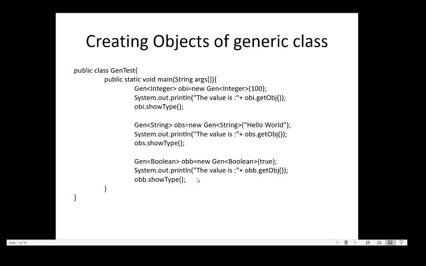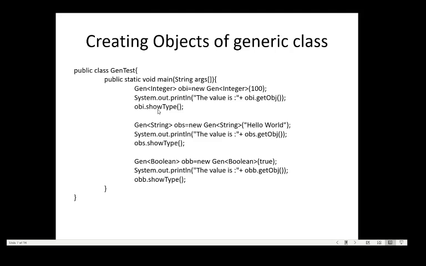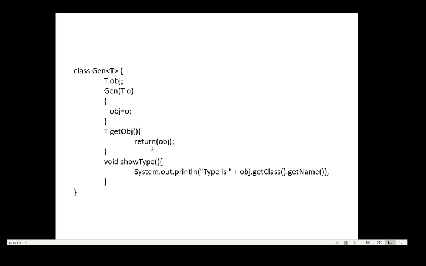So in this example, we have created a generic class with one type argument, and we are creating three different objects of this generic type. One is of type Integer, one is of type String, and one is of type Boolean. So using one class itself, I can have three different types of objects: one Integer, one String, and one Boolean.